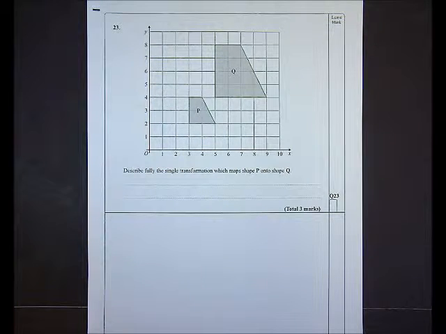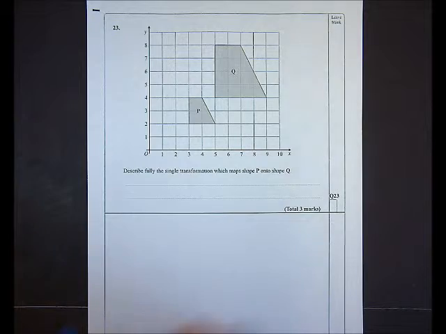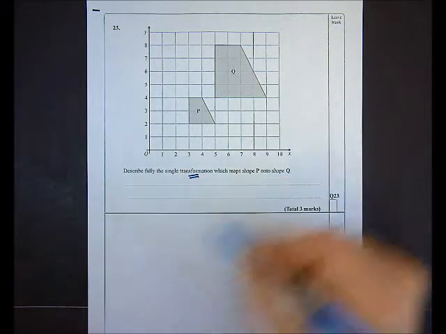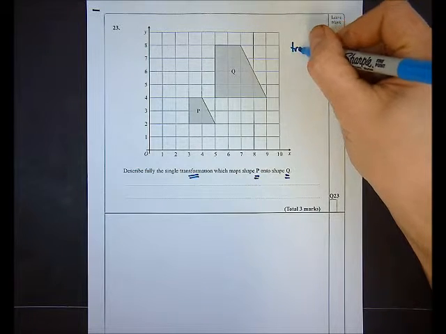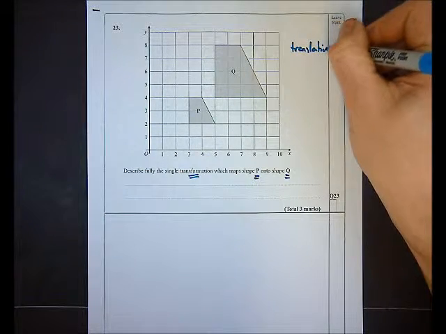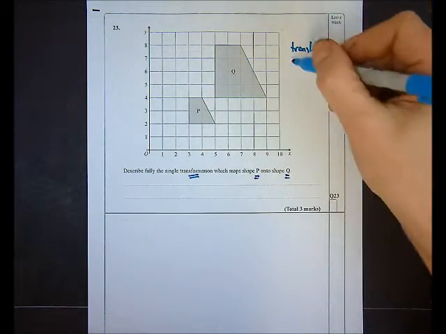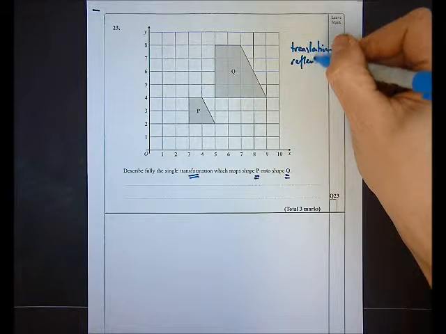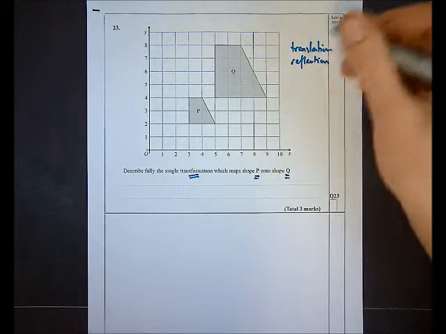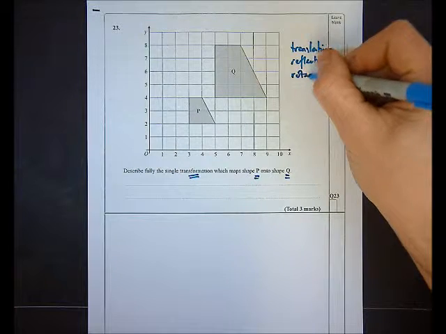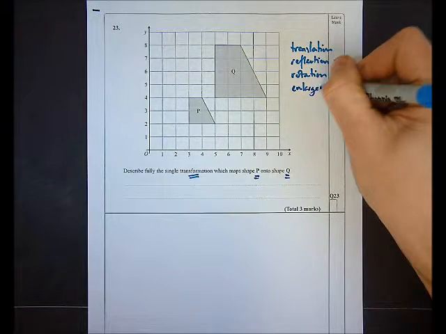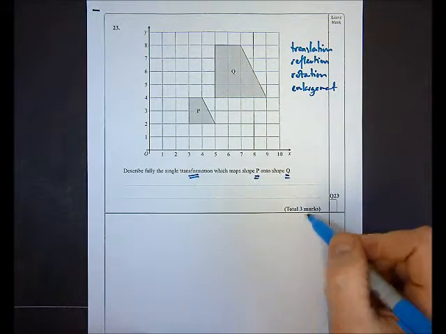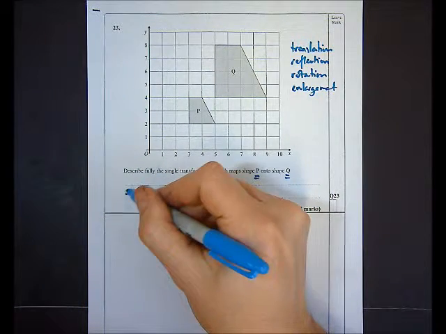Question 23. I'm given 2 shapes, P and Q, and I'm asked to describe the single transformation which moves P onto Q. So there are 4 transformations. There is a translation, which is a movement, which obviously isn't this because the shape has changed size. There's a reflection, and again I can rule that one out. There is a rotation, and the shape is spun round, and that isn't it. So that leaves me with the last one, which is an enlargement. So there are 3 marks for this question, so I'm going to get 1 if I write down enlargement.